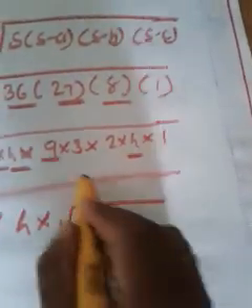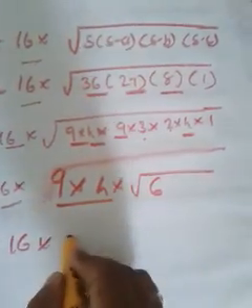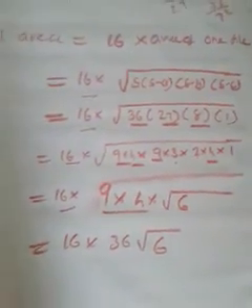Then under the square root what will remain? 3 into 2, 6 will remain. That means 16 into, what is 9 into 4? 36. 36 root 6. You may have understood.